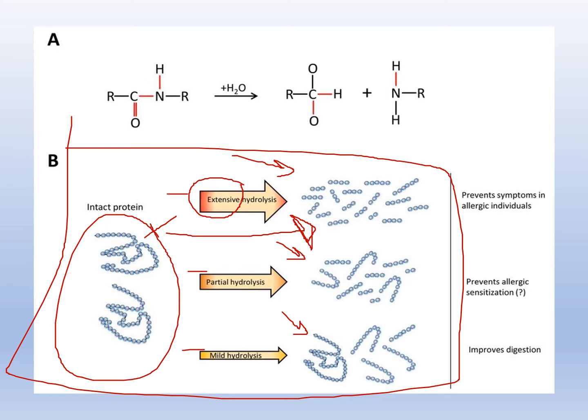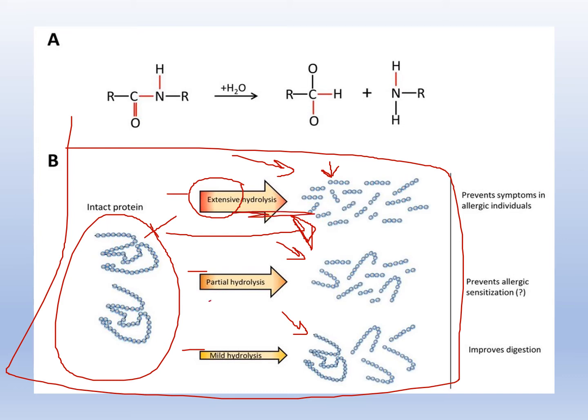now only have smaller pieces of peptides. See, they are really small. And probably we might be able to have a couple of amino acids there. So not just peptides, but also amino acids probably would be the products of extensive hydrolysis.